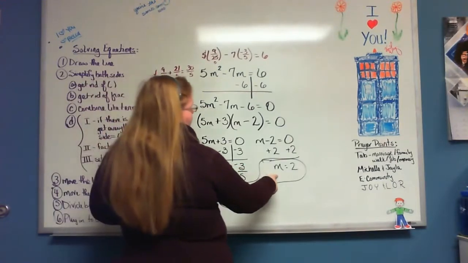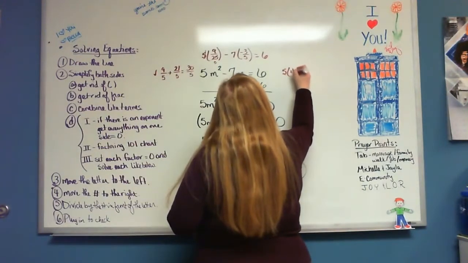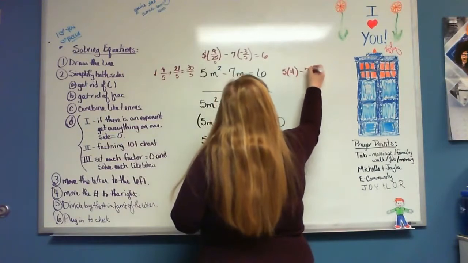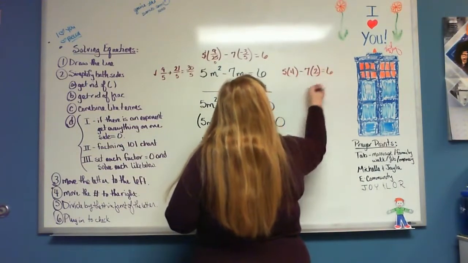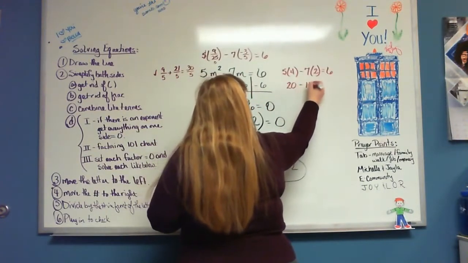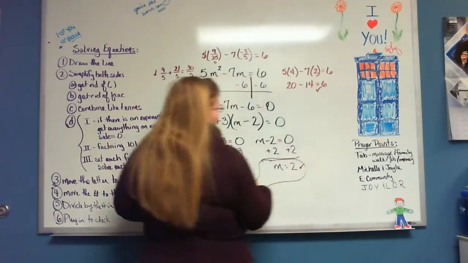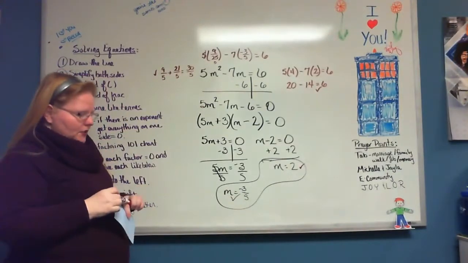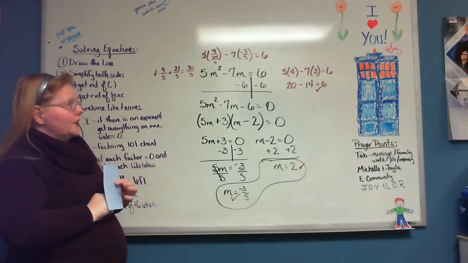Going back and checking with the 2, I would get 5 times 4, because that's what 2 squared is, minus 7 times 2 is equal to 6. So 20 minus 14 is equal to 6. Well, that's true. So the 2 must be good too. Are they always going to check out? Yes. For you right now, they will always check out.